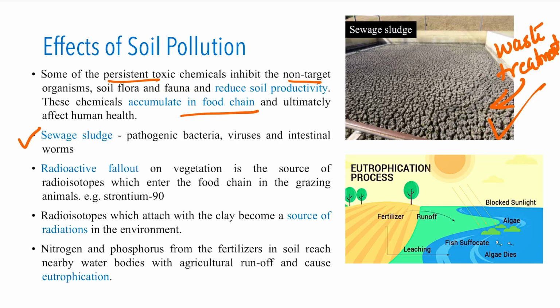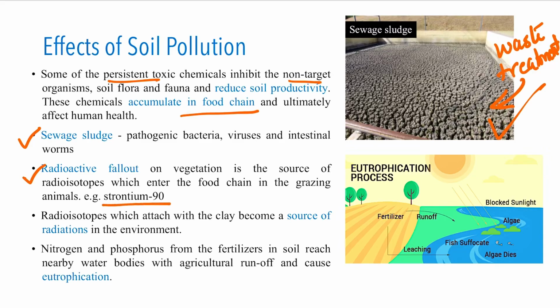Now this sludge, the sewage sludge, has a lot of microorganisms, because the secondary treatment requires various microorganisms. So pathogenic bacteria, viruses, and various other worms are present in this sewage sludge, and ultimately it can cause various kinds of diseases. Because they can be very toxic.